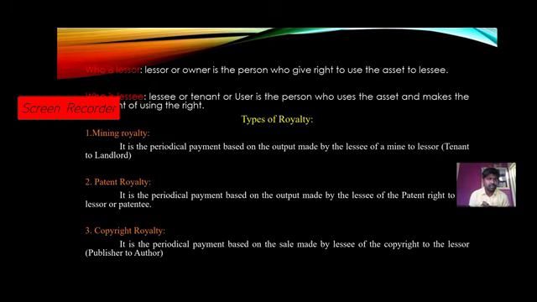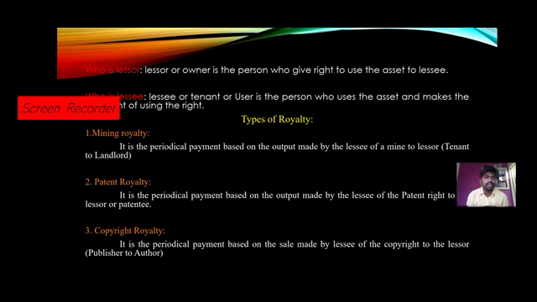Okay, these words are synonymous. The lessee is the person who uses the asset and makes the periodical payment for using the right. That is, the person who uses the asset on behalf of the owner, we call lessee, or user, or tenant. For that use, we make payment, that is, we keep paying the royalty.